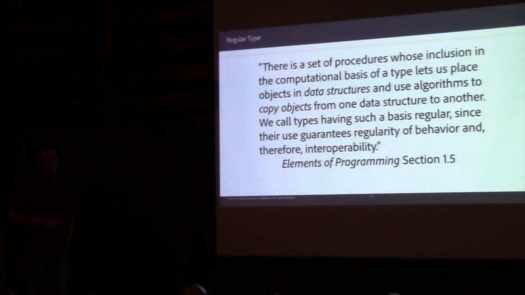Okay? So this is from Elements of Programming. This is the definition for a regular type. There's a set of procedures whose inclusion in the computational basis of a type lets us place objects in data structures and use algorithms to copy objects from one data structure to another. We call types having such a basis regular since their use guarantees regularity of behavior and therefore interoperability.